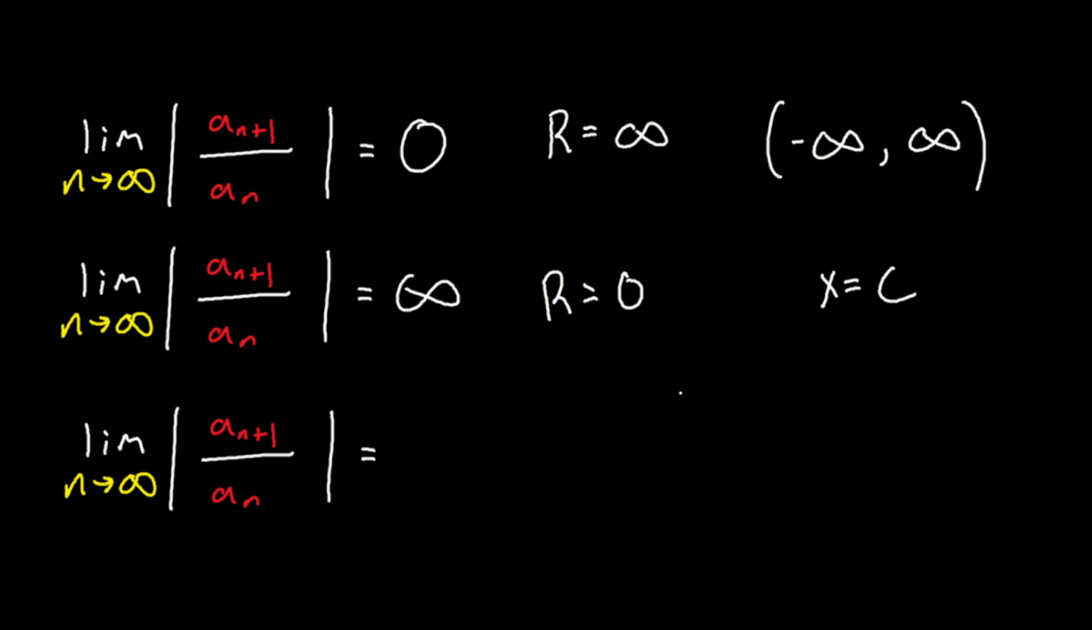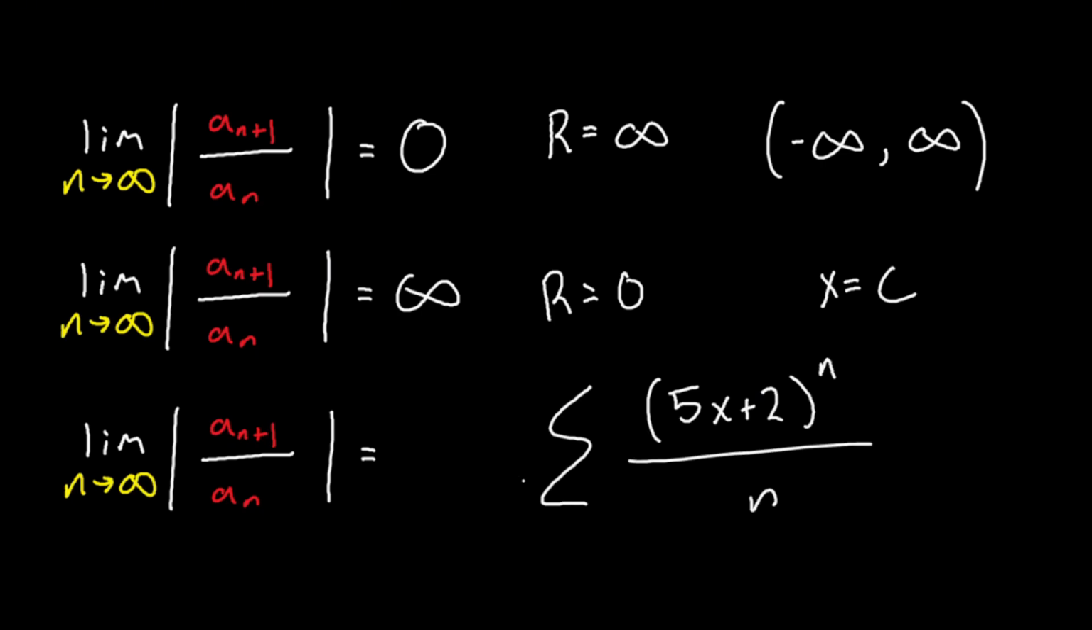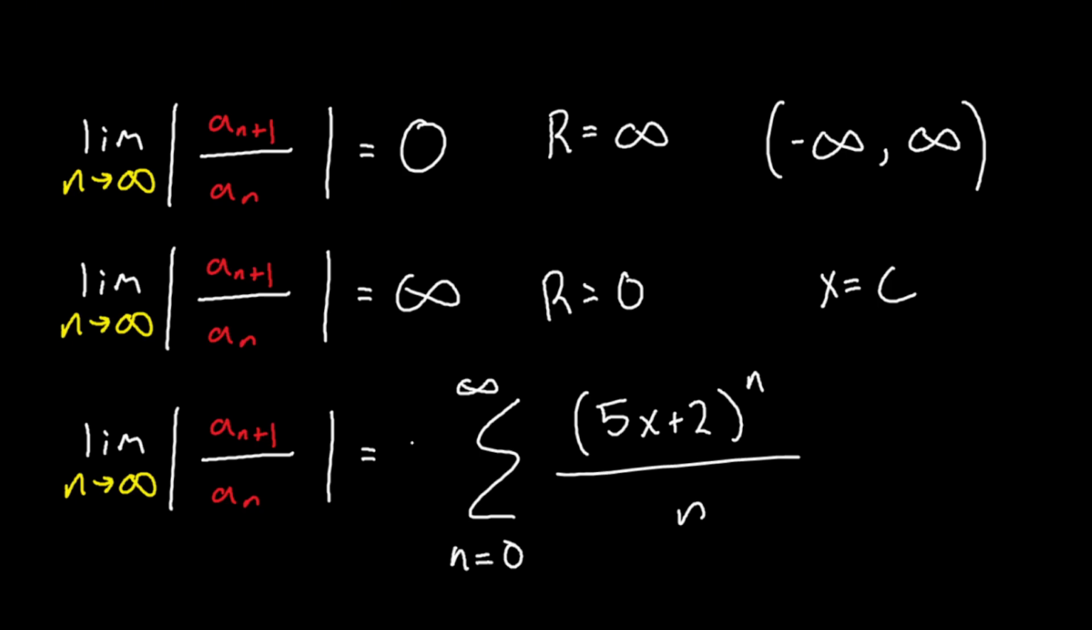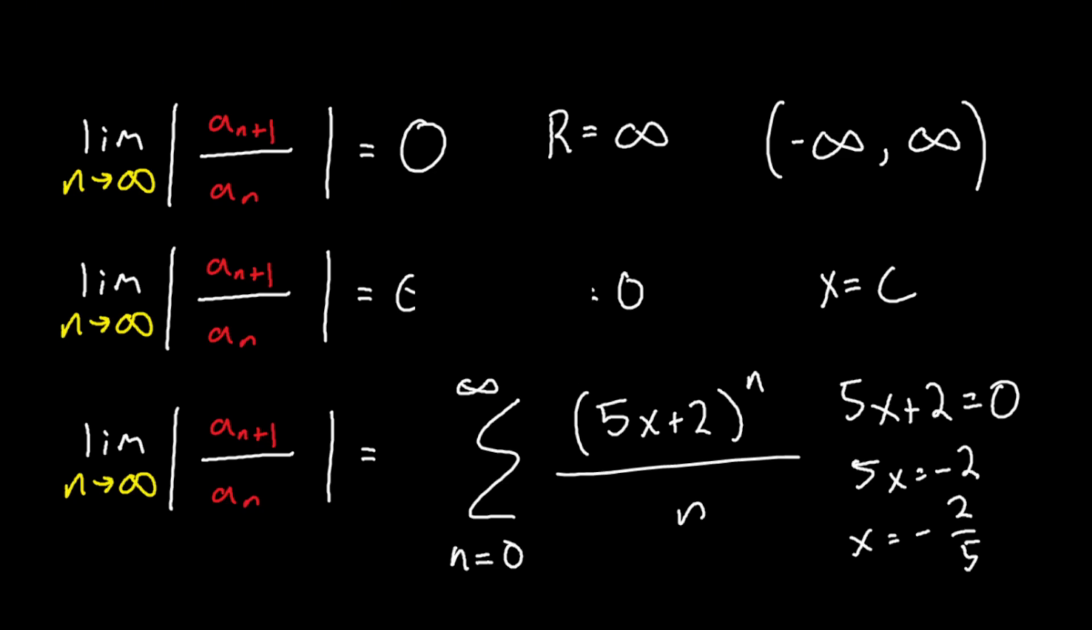You just isolate x. So let's say you had 5x plus 2 over n, and this was your series. In order to find the center, you just need to look at whatever is inside the parentheses, 5x plus 2, and set it equal to 0. Do a little bit of algebra, and you can isolate x. Therefore, the center of this series is negative 2 over 5. So that's how you find the center.